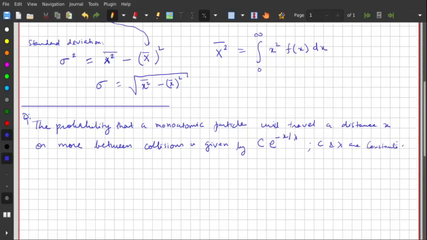So that's the generic idea. This is given, so this is the probability of finding that a monoatomic particle will cover a distance greater than or equal to x. Basically, it will travel a distance x or more. So it is the probability of finding the particle at a distance greater than or equal to x. That is given as this.